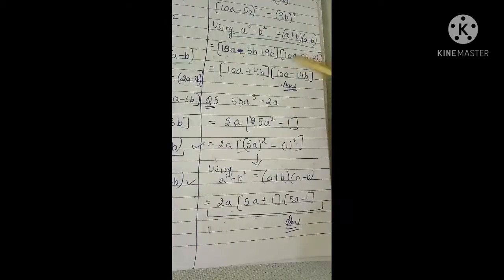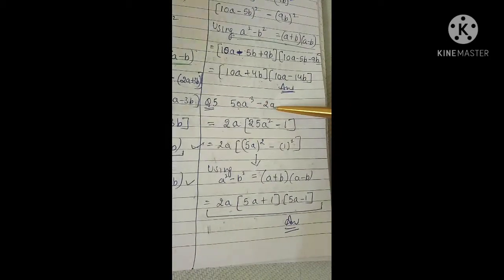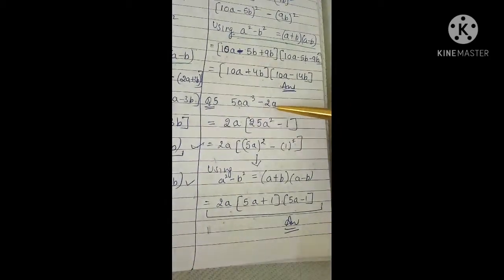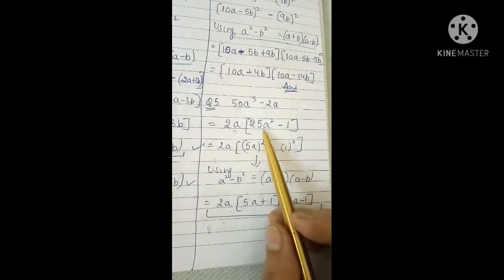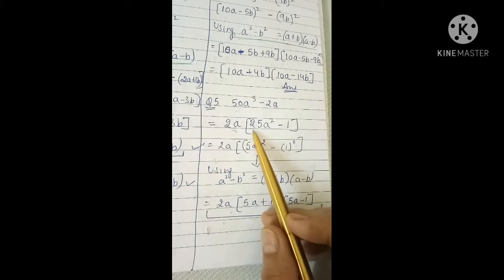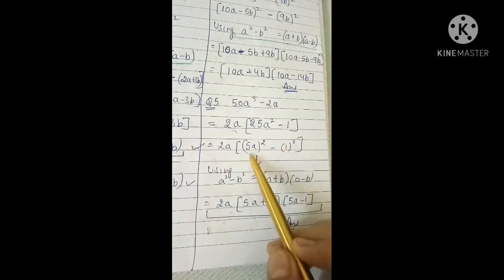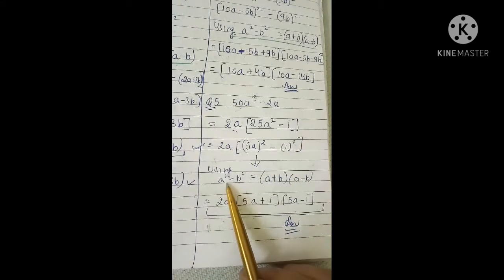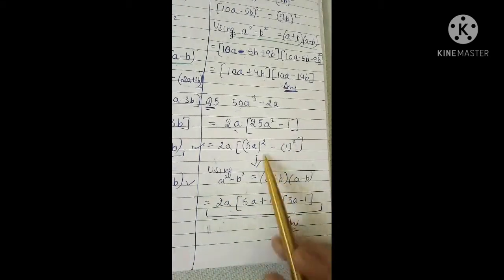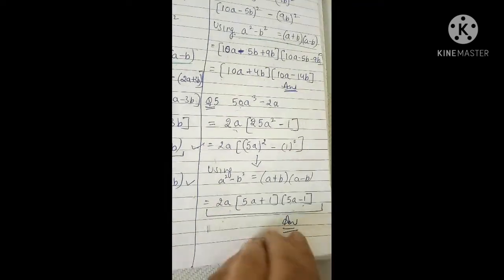Then question number 5. In fifth question, here 50a cube minus 2a. If we see clearly, then a is common. 2 is also common. So 2a you can take common outside the bracket. So inside the bracket we are left with 25a square minus 1. So here 25a square we can write 5a whole square minus 1 square. We can apply the formula a square minus b square inside the bracket. So that is a plus b, a minus b.